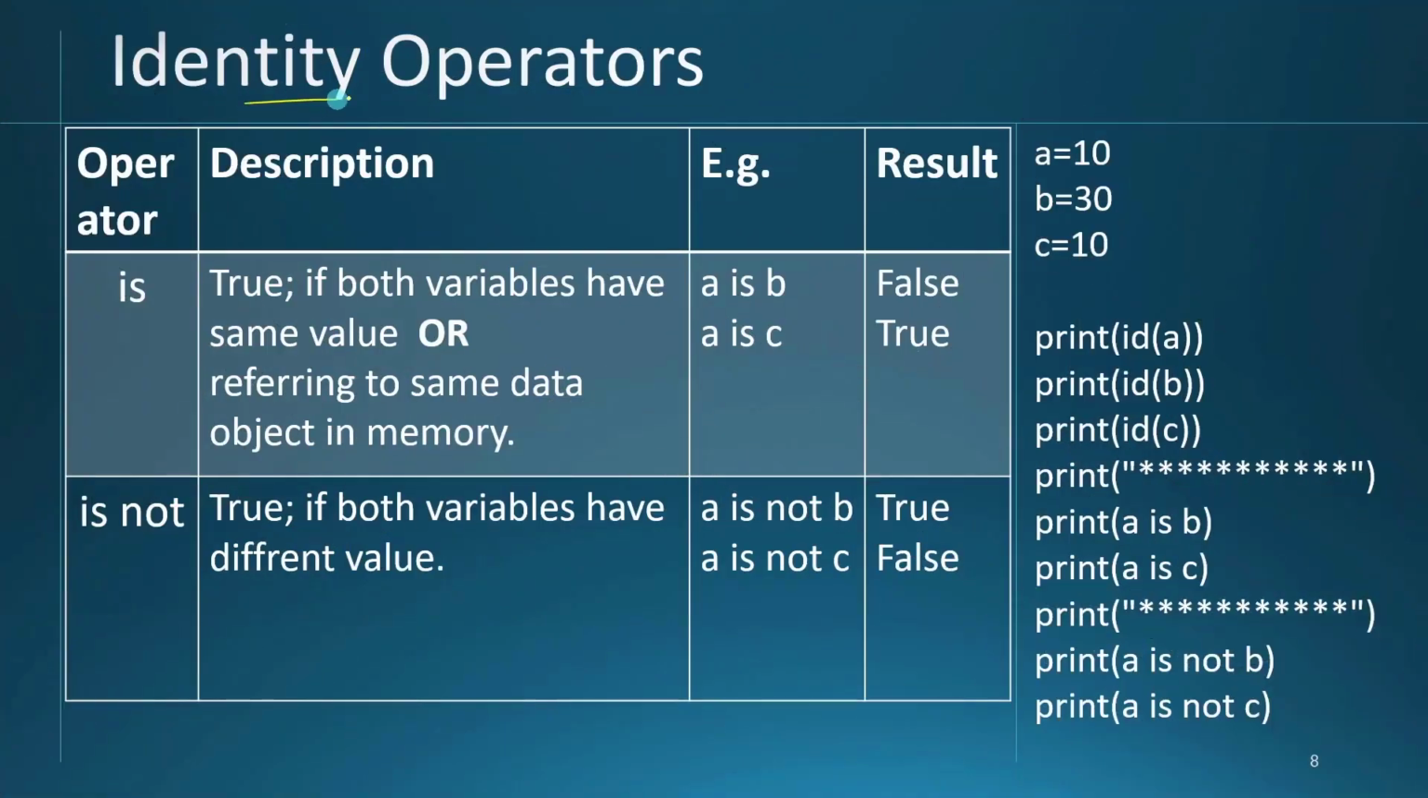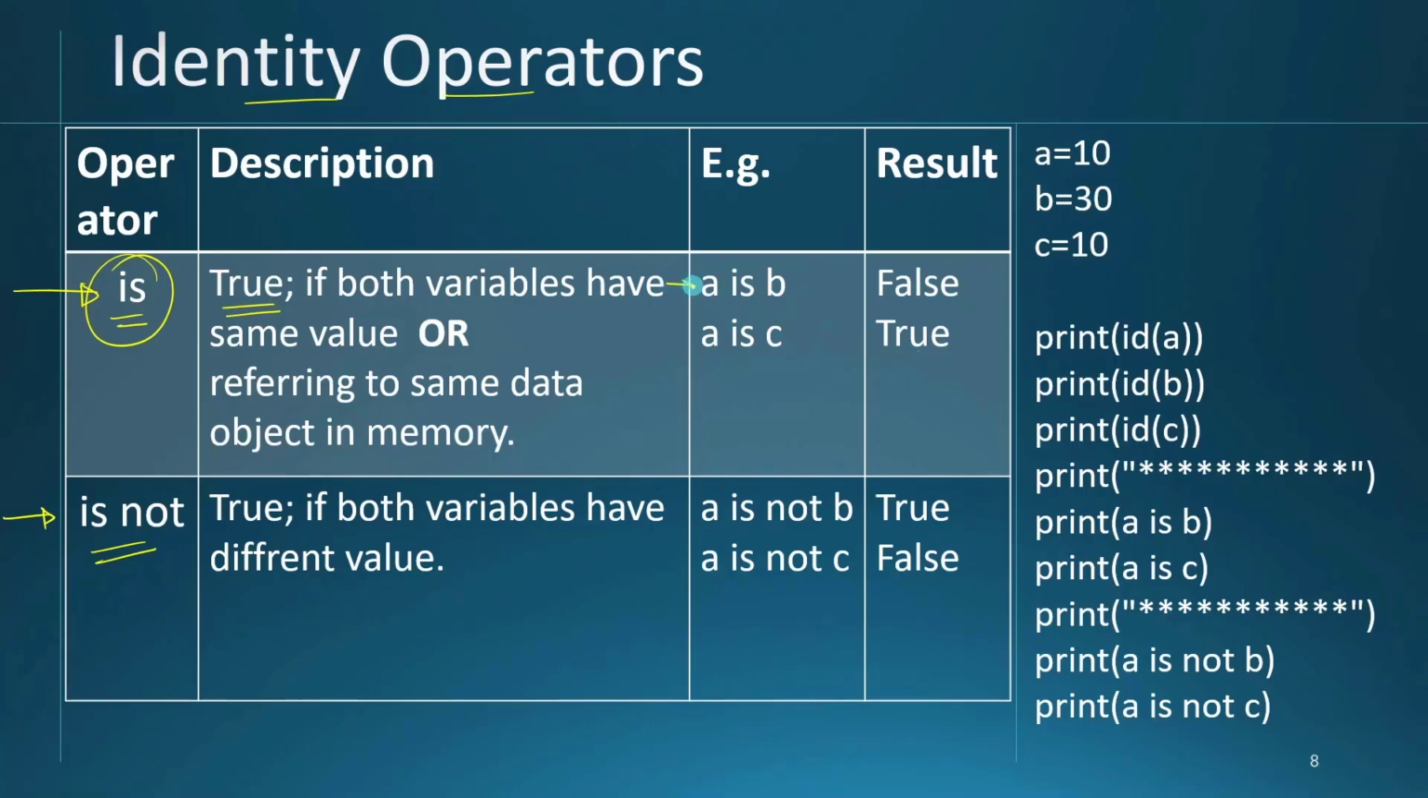Now next is identity operator. Now there are two identity operators in Python. The first operator is 'is' and the second operator is 'is not'. So first let us see 'is'. This operator will return true if both variables have same value or they are referring to the same location in the memory. So if you have a, b, c with this value, so here you can see value of a and value of c are same, but value of b is different.